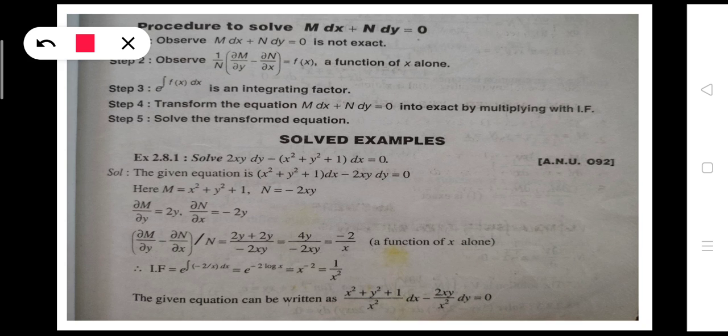Now we can find dou M by dou y and dou N by dou x. What is dou M by dou y? Here M is x square plus y square plus 1.